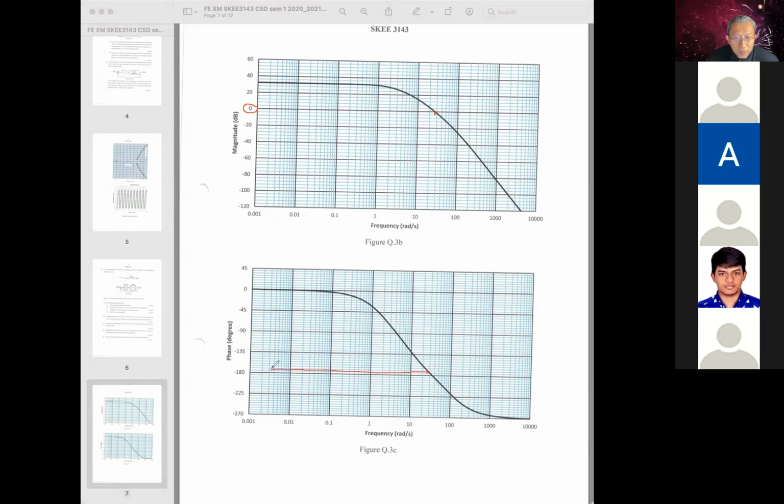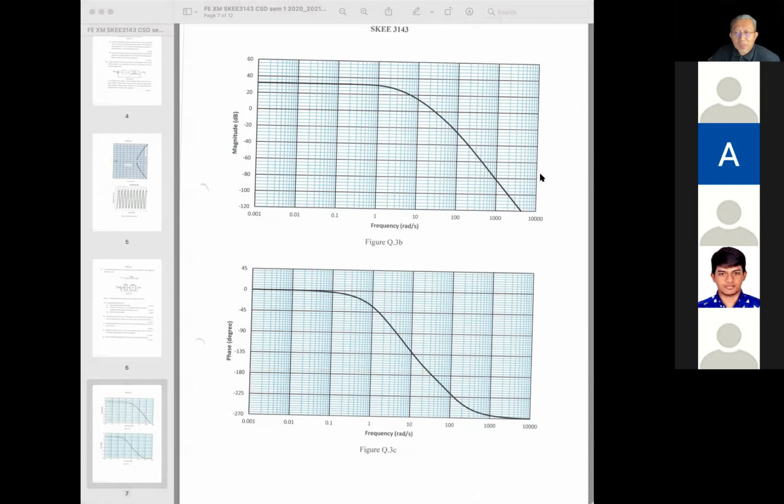What is the phase? Roughly minus 170. Minus 170 minus 180 is 10 degrees. Okay. Doctor, what is usually the range for the answer scheme? Plus minus 1 is okay.